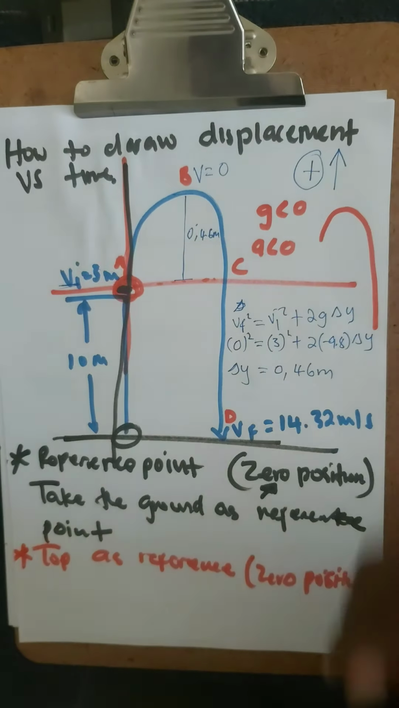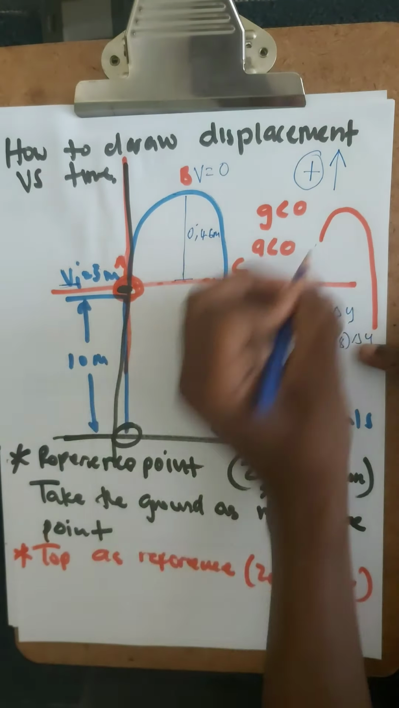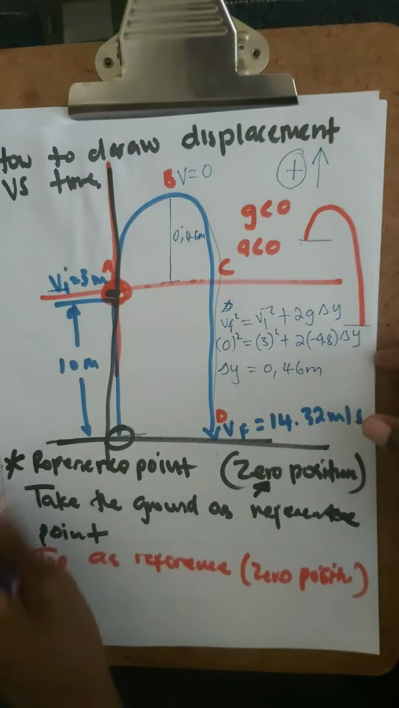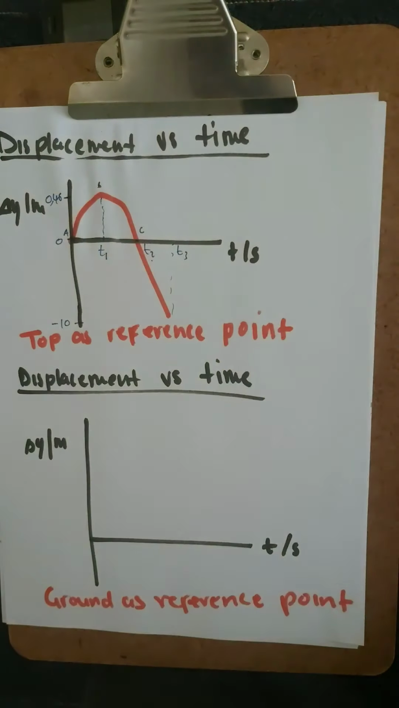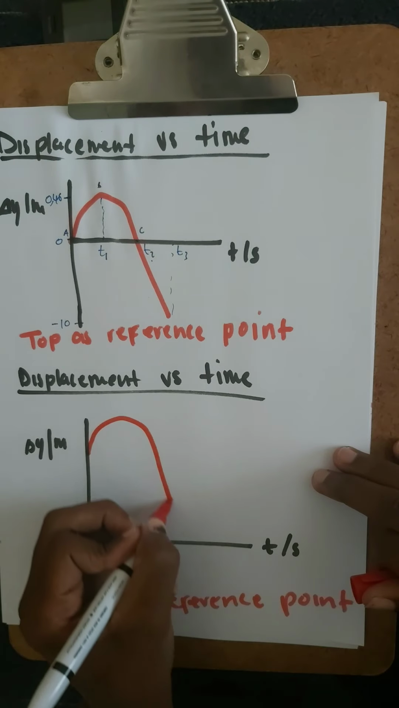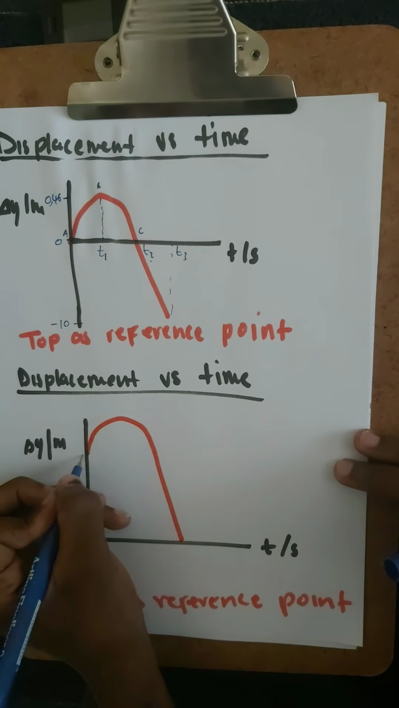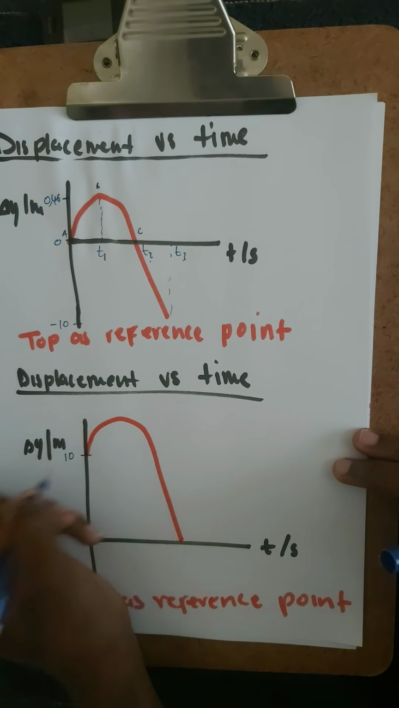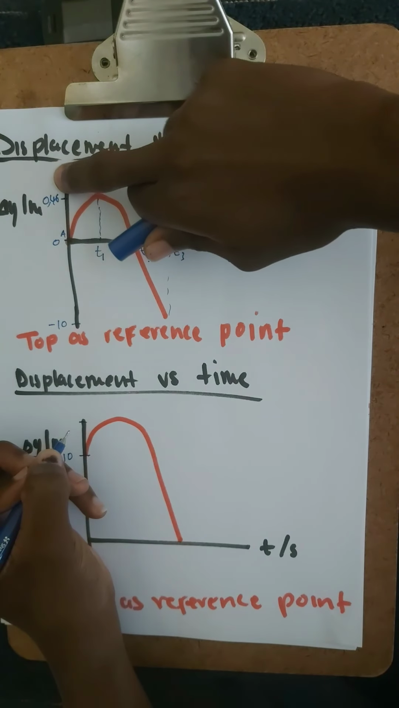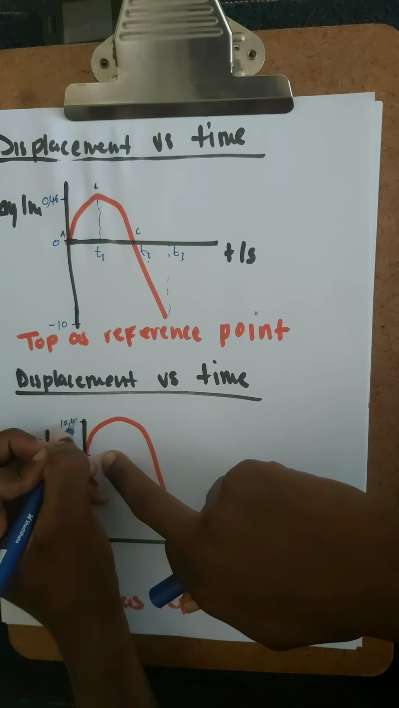Okay, now the second one is when you take the ground as a reference point. It means our ground becomes the 0 position. It means I'm observing the motion from the ground. Then I'm going to have something like this. So everything is positive. So now it starts at 10 meters, then you add the maximum height from the top of the cliff. So it goes to 10,46 meters.